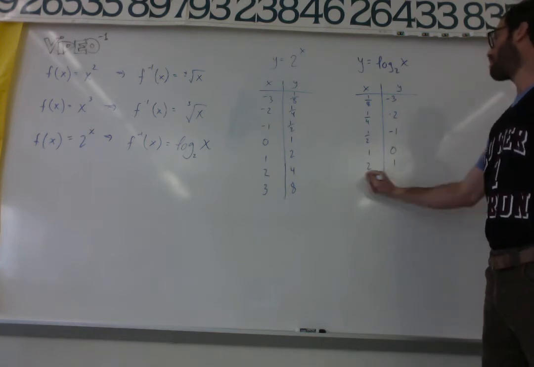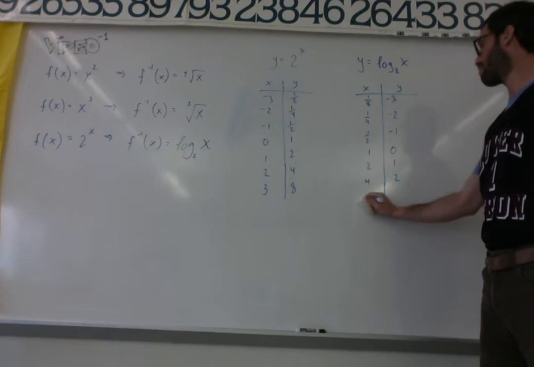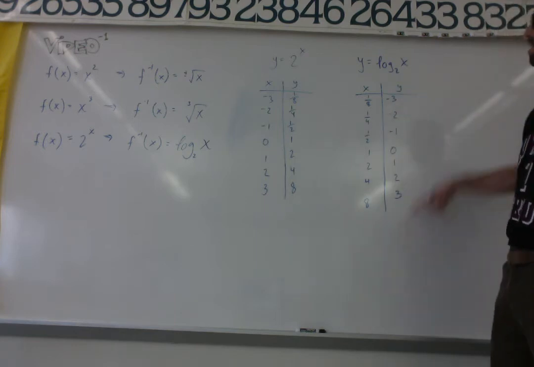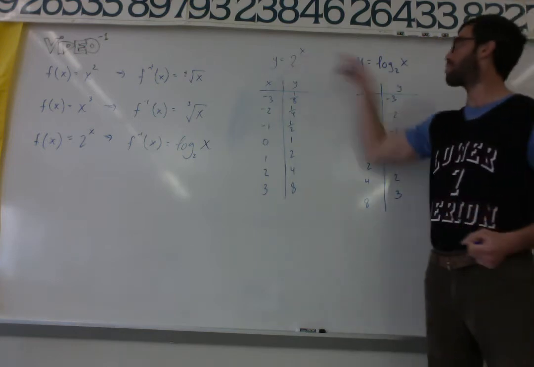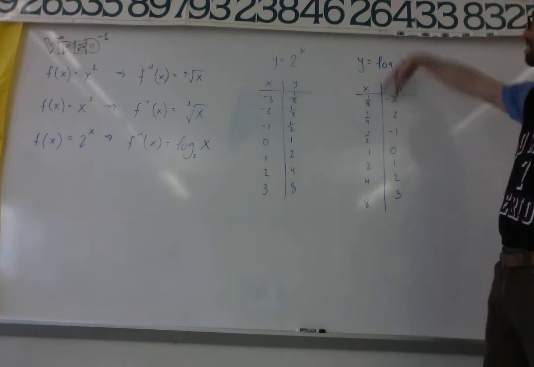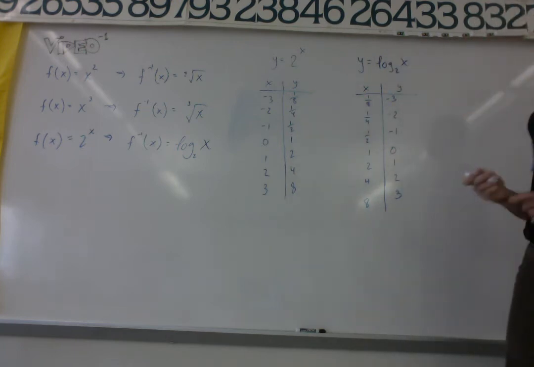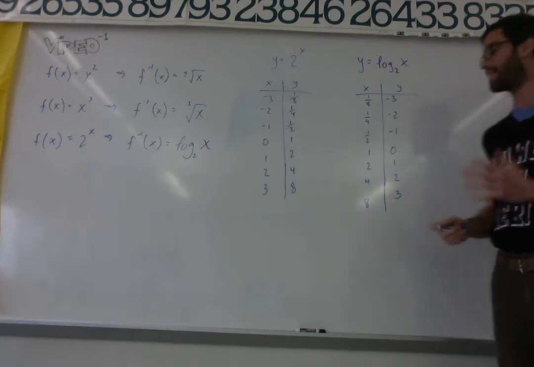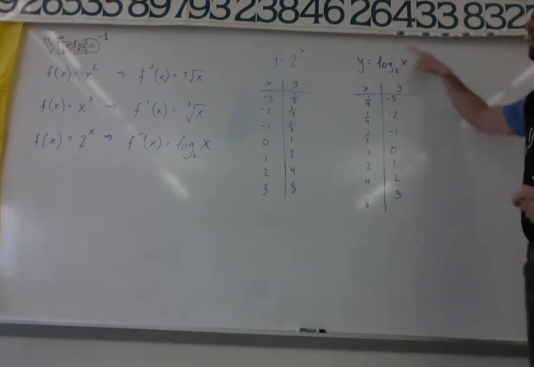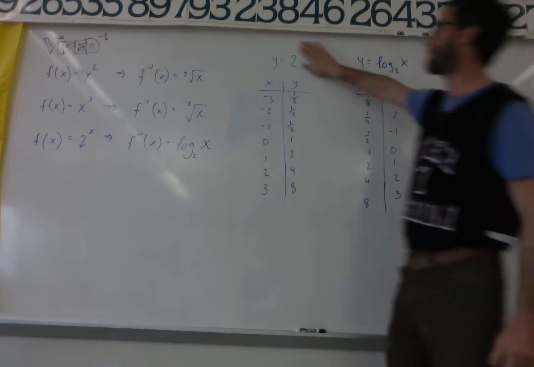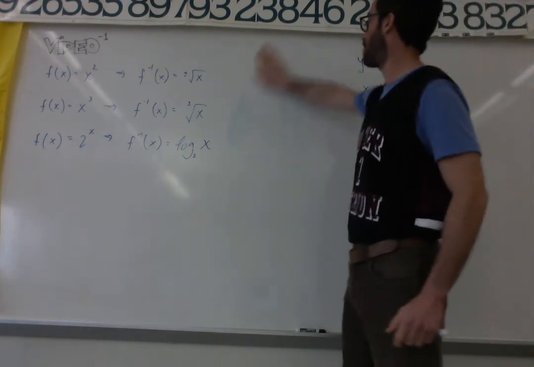0, 2, 1, 4, 2, 8, 3. So all these values, I think you guys understand that because these two are defined as inverses, these are solutions. Each of these ordered pairs is a solution to this equation. So we're going to use that idea to make sense of what a logarithm really is. All right, so let me erase this to give myself some more room.